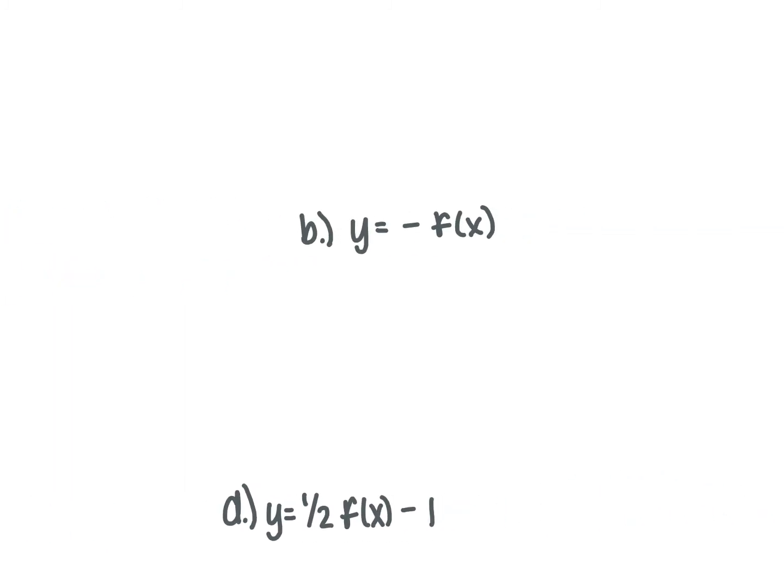For example B, we have y is equal to the opposite of f of x. This negative is in front of that f of x. It's not in parentheses, so what's happening to it is vertical. It does represent a reflection, so we're reflecting vertically. So we reflect across the x-axis.